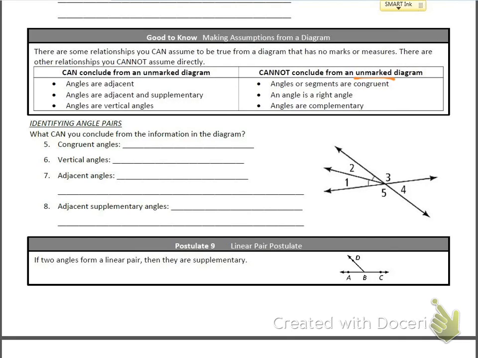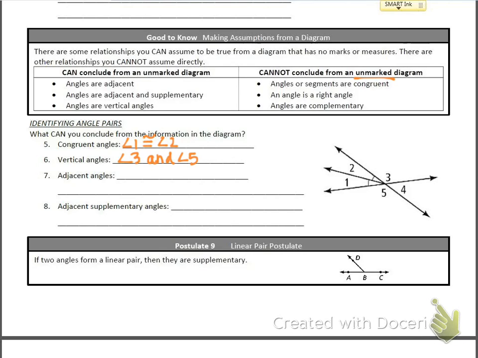From the diagram to the right, what angles can we assume are congruent? Definitely angles 1 and 2. 3 and 5, I think. So we would say angle 1 is congruent to angle 2. Can we assume that angle 3 and angle 5 are congruent? No. But we can assume that they are what? Vertical. They are vertical angles. So angle 3 and angle 5 are vertical angles.